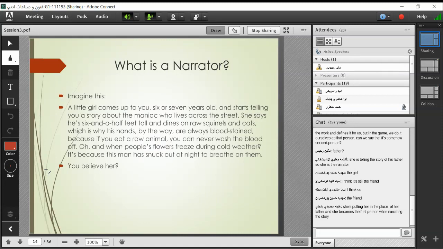Now, why is this important? Why is it important to make a distinction between the author and the narrator? Because usually narrators are fictional creatures who can give us some psychological insight. Let's read this sample here.